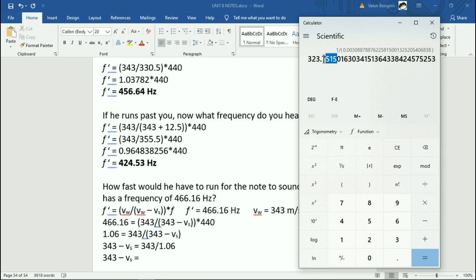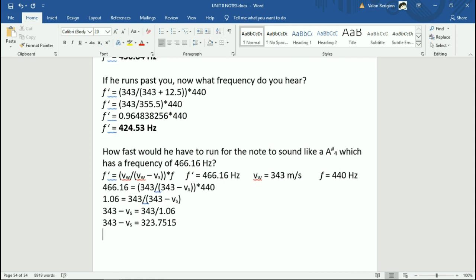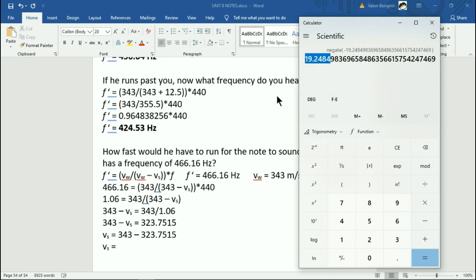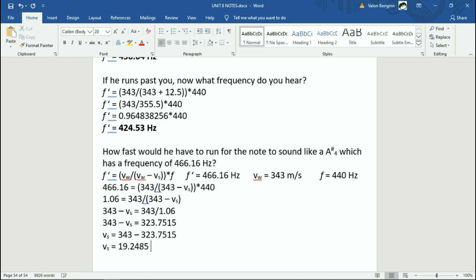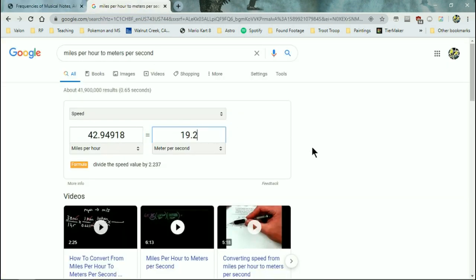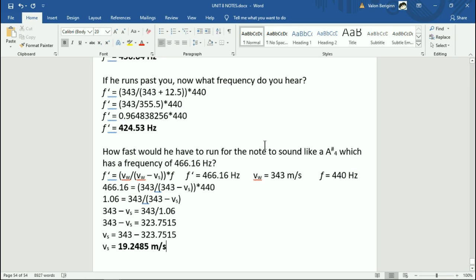That rounds better. Okay, and then you can kind of see how this should work. So 343 minus something equals this. So therefore, Vs is the non-negative version of that. There's your answer, in meters per second. And actually, I'm curious, so 19.245 meters per second is about 43 miles per hour. Yeah, okay, that's reasonable. So if you run 43 miles per hour, it'll make your voice change by a half step. Woohoo. Again, it's a half step, so it's not even much.